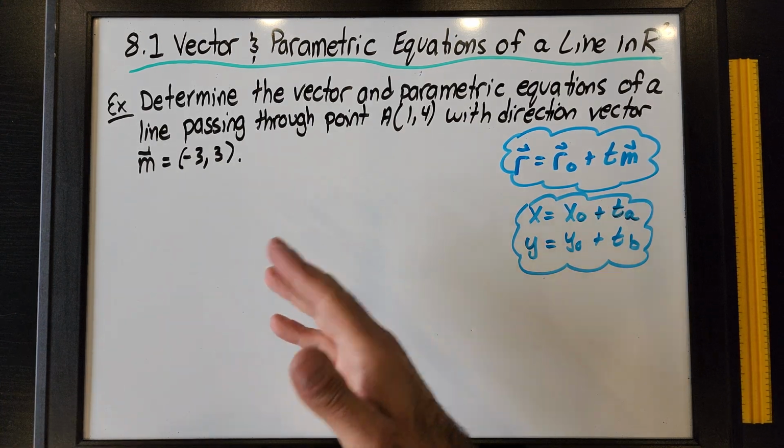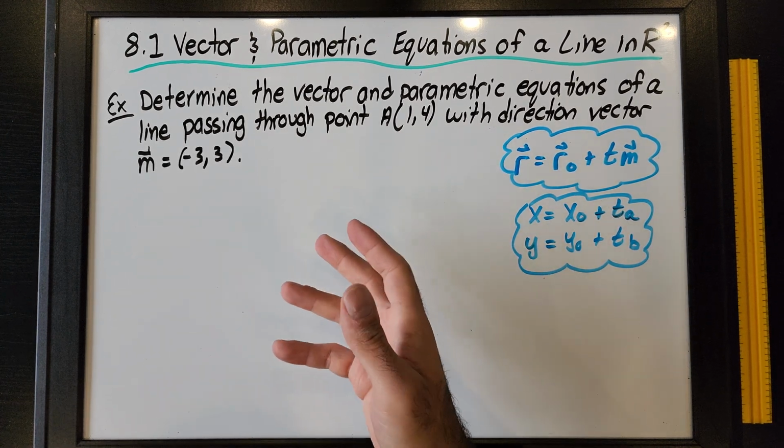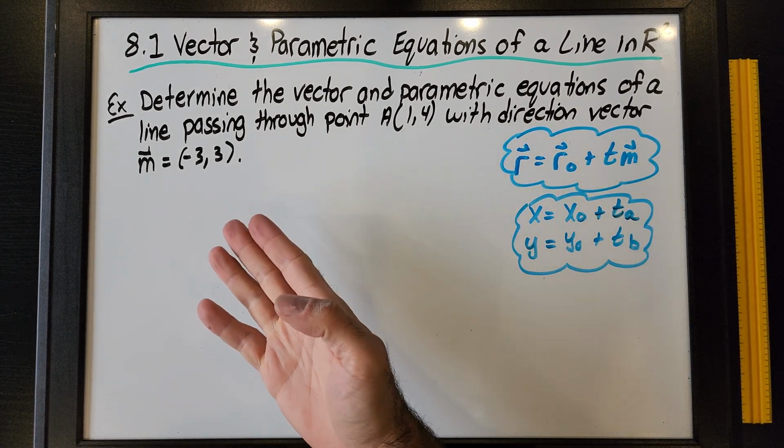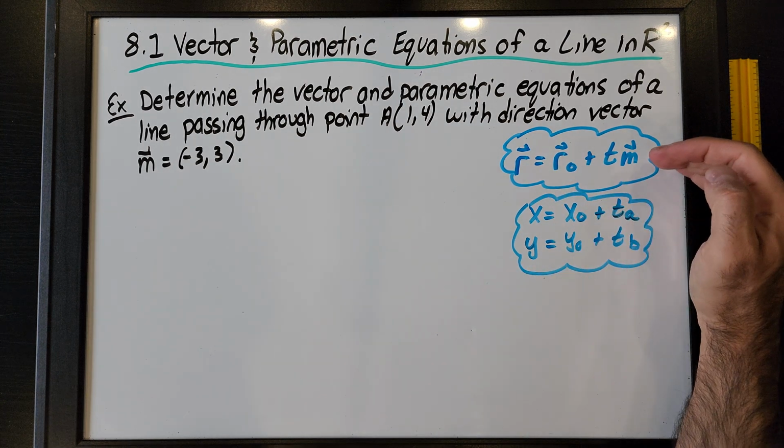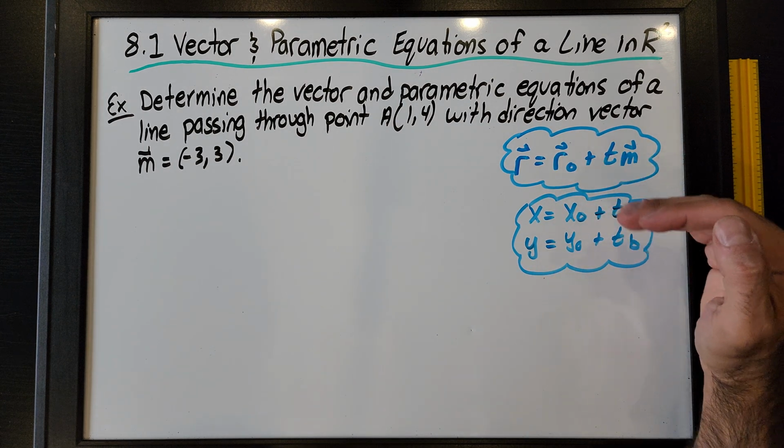Okay, so for example, we want to come up with the vector and parametric equations of a line passing through this point with this directional vector. So I just listed the vector equation and the parametric equations here. So we're going to do both over here.